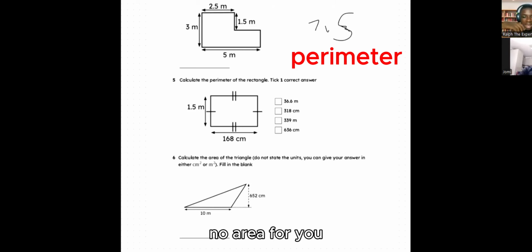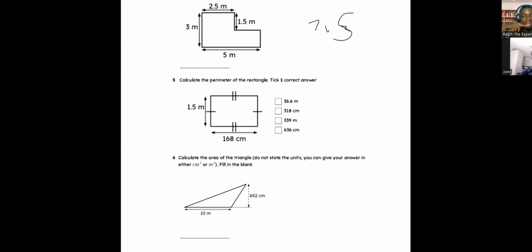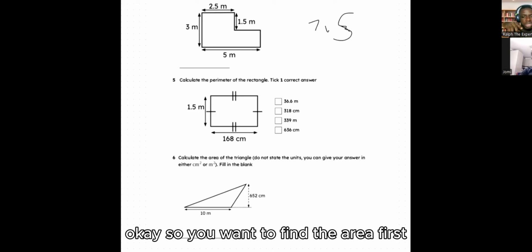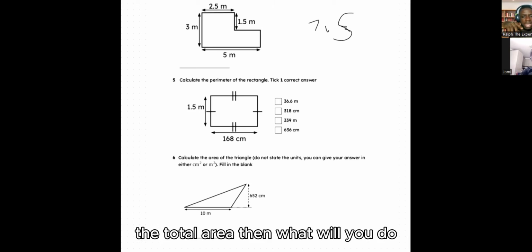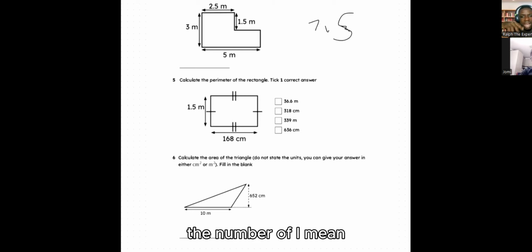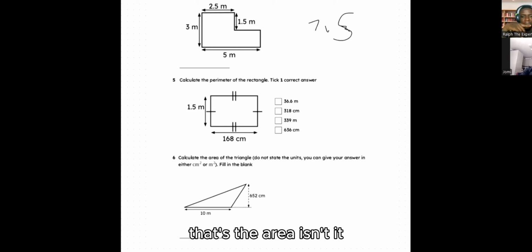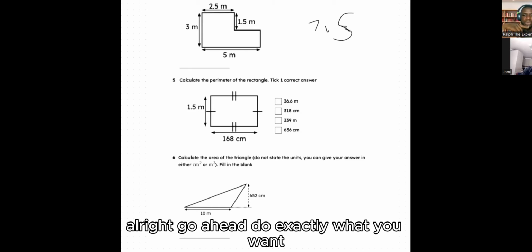No, area for real. Andy is helping his family to lay a new carpet. How much carpet is needed? Okay, so you want to find the area first, the total area. Then what will you do? How will you be able to find how much carpet is needed to cover the floor of the room? No, I mean the inside of the shape. That's the area, isn't it? Okay. All right. Go ahead. Do exactly what you want.